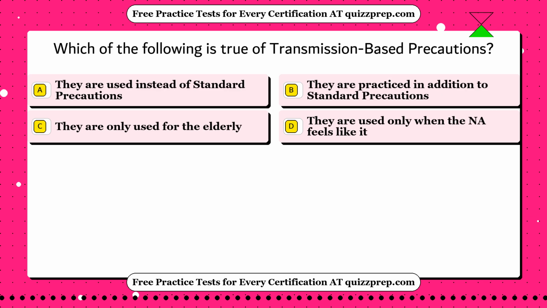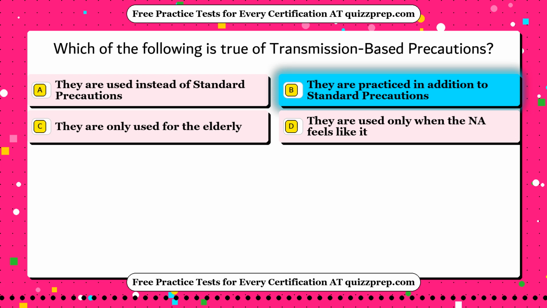Question 6. Which of the following is true of transmission-based precautions? Option A, they are used instead of standard precautions. Option B, they are practiced in addition to standard precautions. Option C, they are only used for the elderly. Option D, they are used only when the NA feels like it.